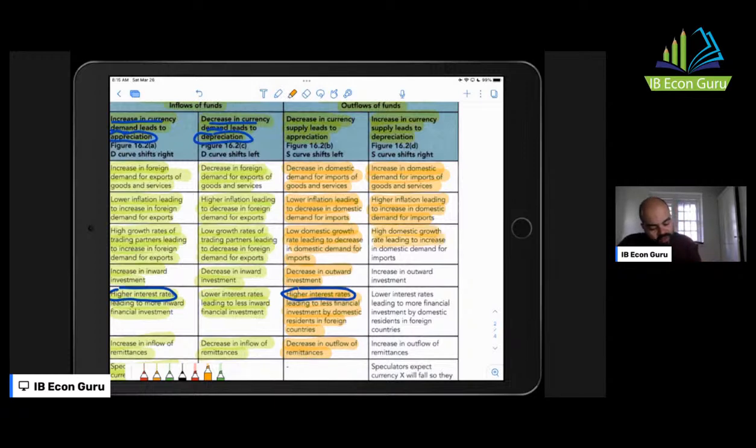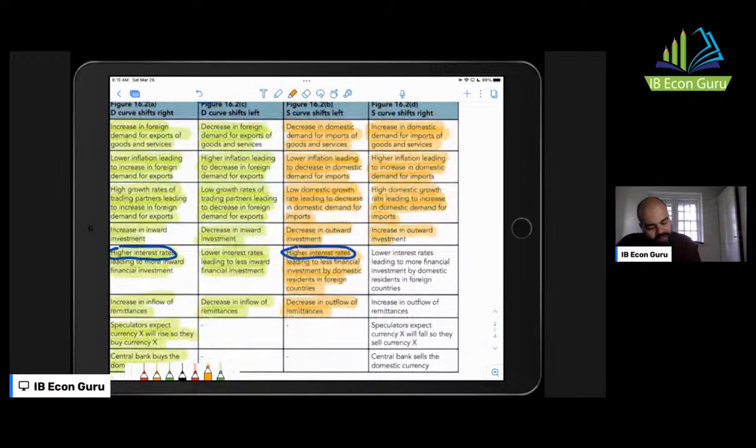High domestic growth rates in the US. When countries grow, their citizens demand more goods and services from overseas in general. So high economic growth in the US will encourage US citizens to buy more goods and services from both within the US and from overseas.